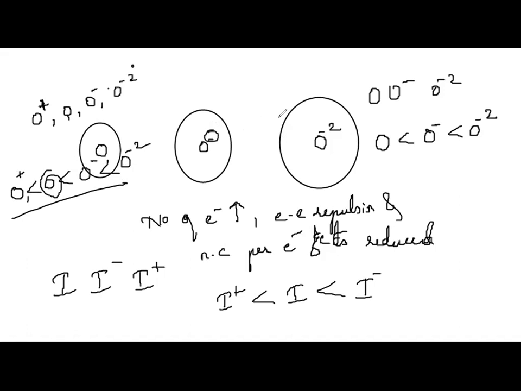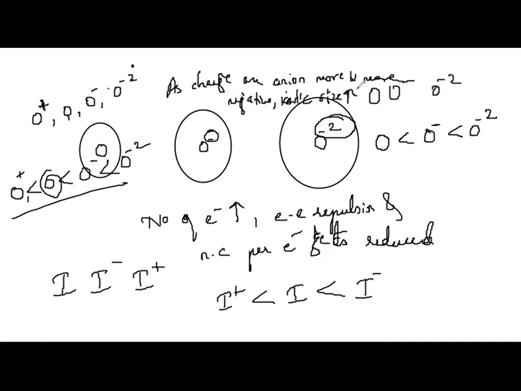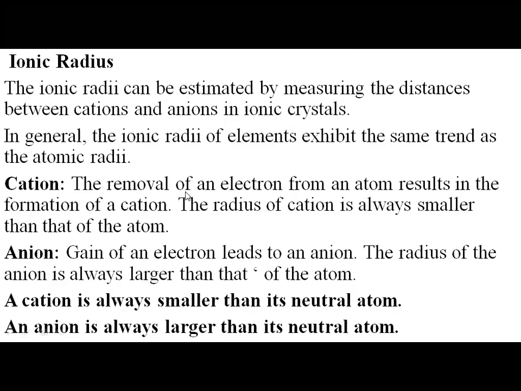And as the charge on an anion increases, as it becomes more and more negative, the ionic size increases. In the case of a cation, as the charge increases, the ionic size decreases. Right? So the removal of an electron from an atom results in the formation of a cation. The radius of a cation is always smaller than that of its atom.